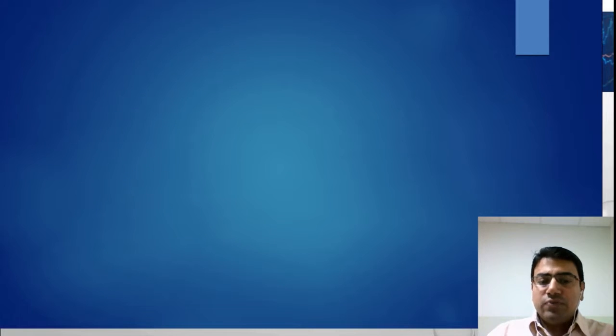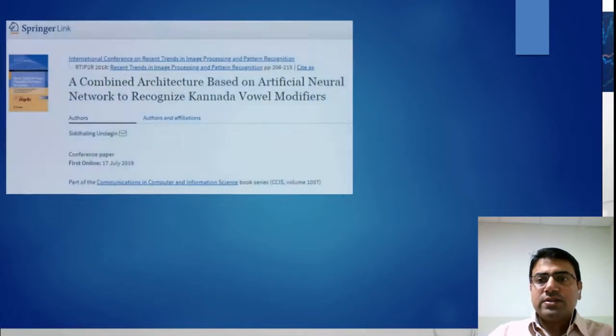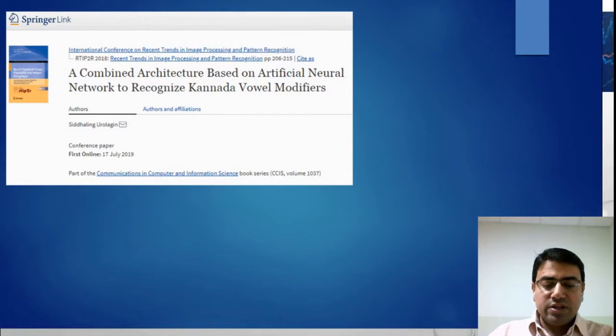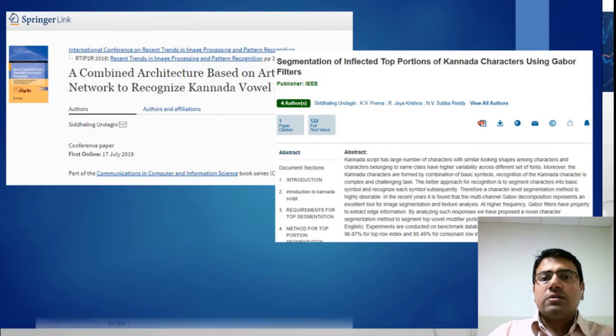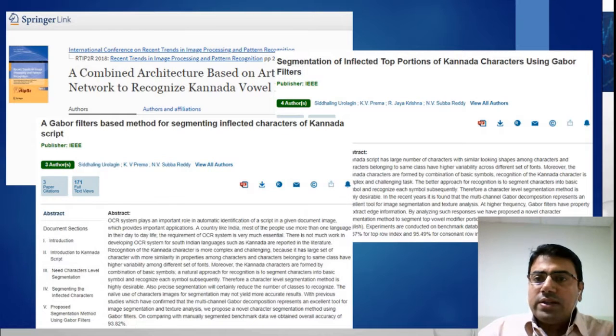The results which are produced in this research are published in three major international conferences, and later they appear in Springer Link, also in two IEEE publications. All these are related to whole modifier recognition, and the whole modifier itself uses two types of segmentation.